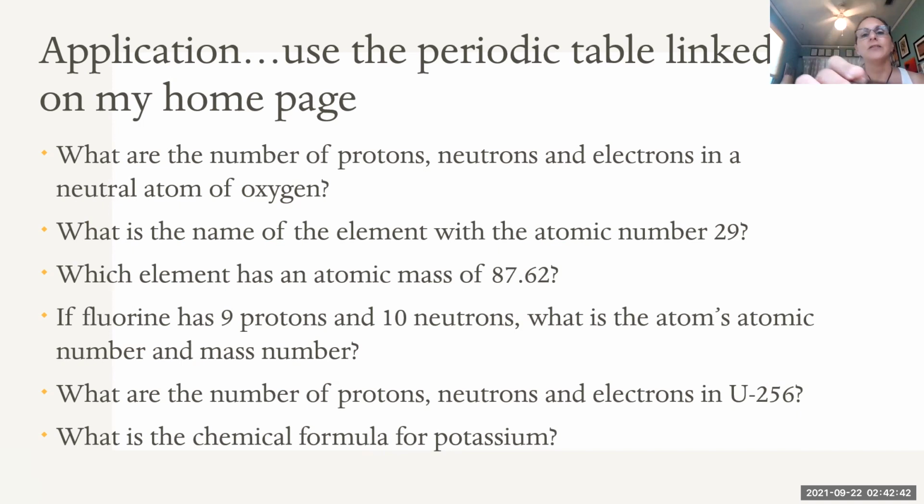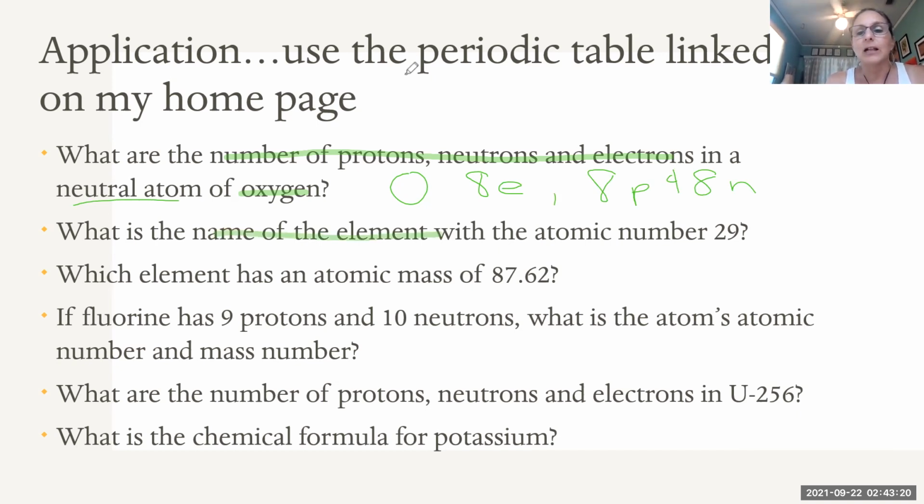All right, so the first question is, what are the number of protons, neutrons, and electrons in a neutral atom of oxygen? We look on the periodic table, and we find oxygen right here. Oxygen has an atomic number of 8. This is a neutral atom, which means they're all equal. So if it has an atomic number of 8, that means it has 8 electrons, 8 protons, and 8 neutrons. That one was easy.